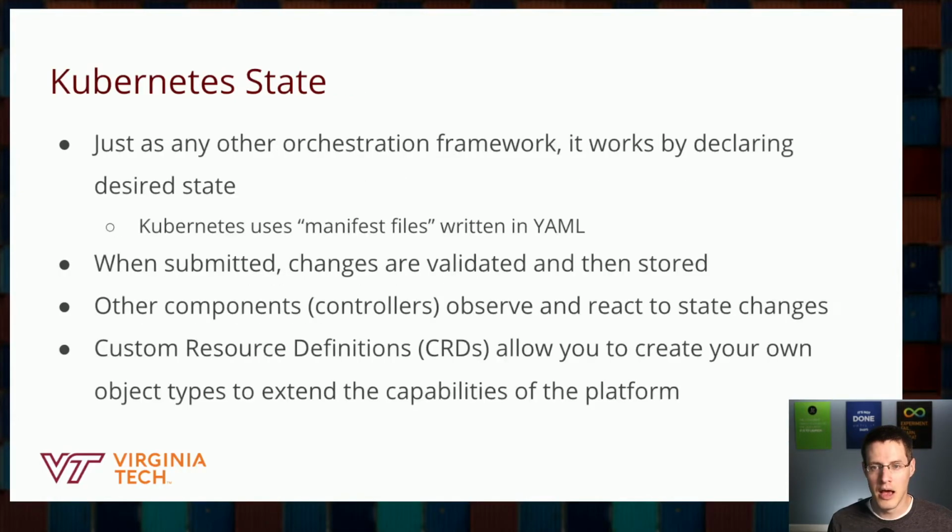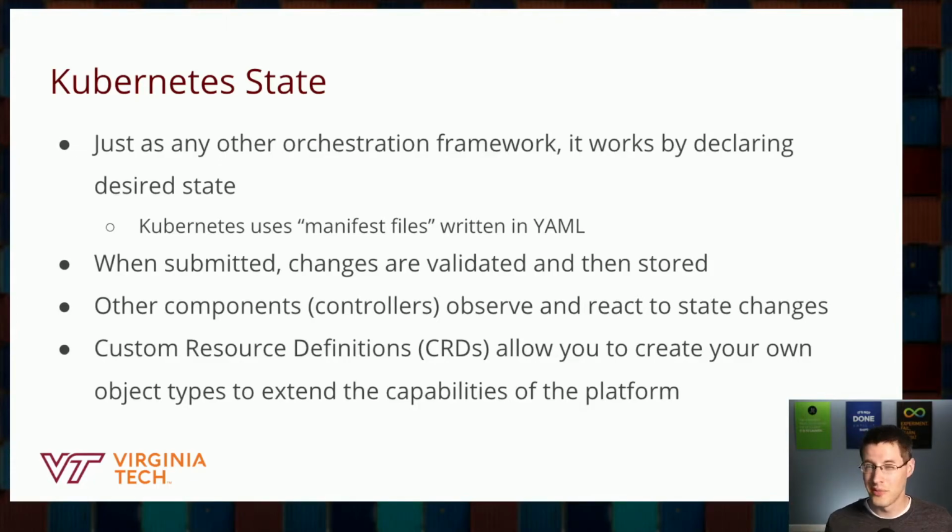In Kubernetes, again, just as any other orchestration framework, it works by declaring desired state. And there's a couple of different ways to do that, but the preferred way is to use what are called manifest files. And these are files that are written in YAML. If you need help with YAML, check out the other video that dives into the YAML. And these manifest files declare the desired state.